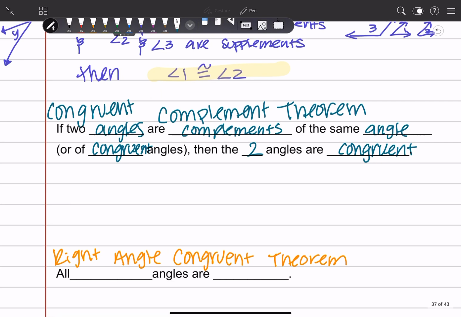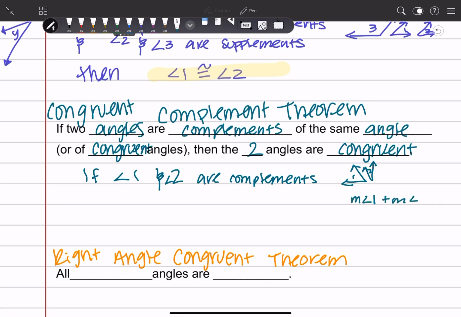All right, so now say you've got if angle 1 and angle 2 are complements. So you've got angle 1, you've got angle 2, they're complements. So pretty much saying that the measure of angle 1 plus the measure of angle 2 is 90. All right.